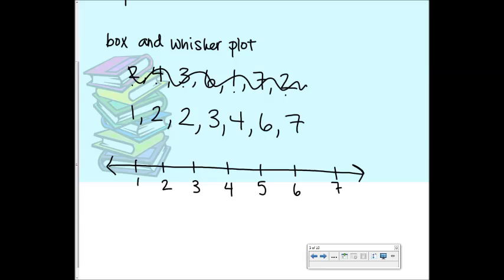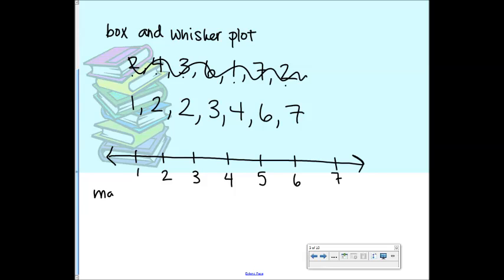Again, quartiles just split it into fourths. So we're splitting it up into 4. What's our maximum in our list? 7. What's our minimum? 1. And what's our median? To do the median, we cross out each of these, 1, 2, 3, 1, 2, 3, and we end up with a median of 3. Alright, so there's our median.